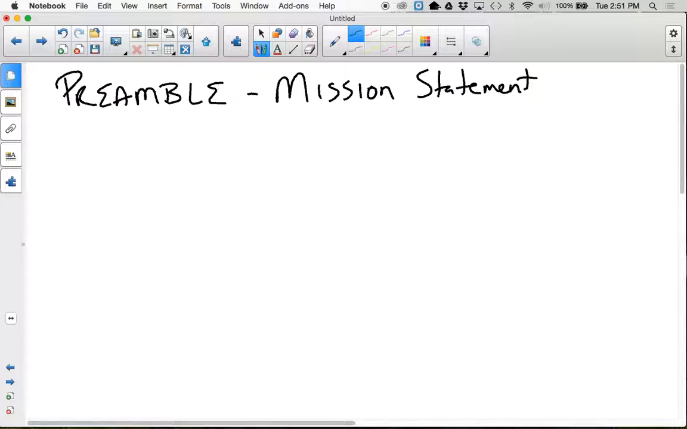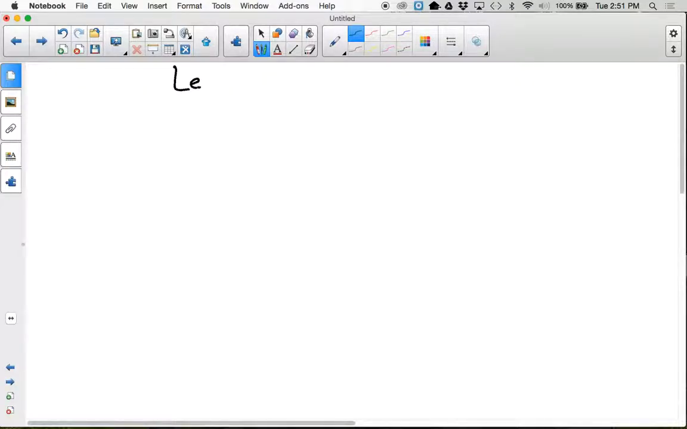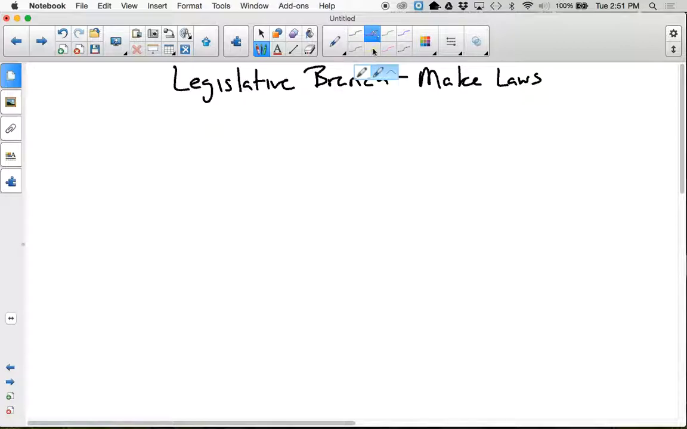So, the legislative branch. The job of the legislative branch is to do what? Make laws. Good. We try not to use the word in the definition, but you're correct. It is designed to make laws. It is made up of two bodies. The first body is the House of Representatives.